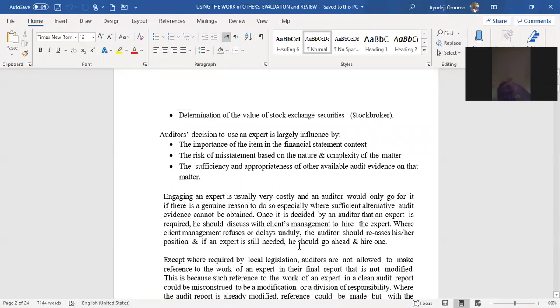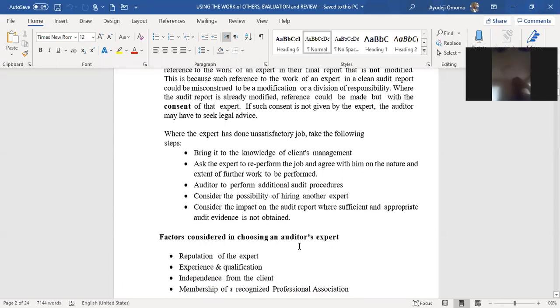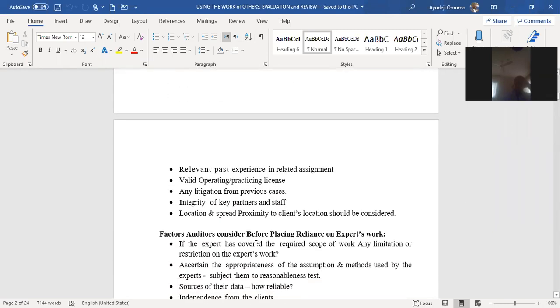But what usually influences the auditor's decision, we already mentioned it. How risky is that part, what's the risk of misstatement for that item? The sufficiency and appropriateness of the audit evidence, those are some of the things that usually influence the auditor's decision to use an expert. And we also said what you need to consider when you choose an expert. The same thing you consider when choosing any professional outside: their reputation, their experience, their independence, whether they belong to any professional body, are they bankrupt, do they have a practicing license, what is their past experience.